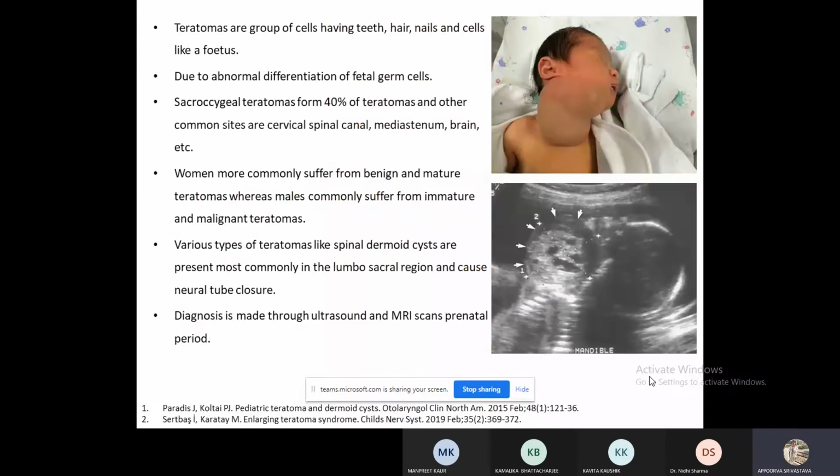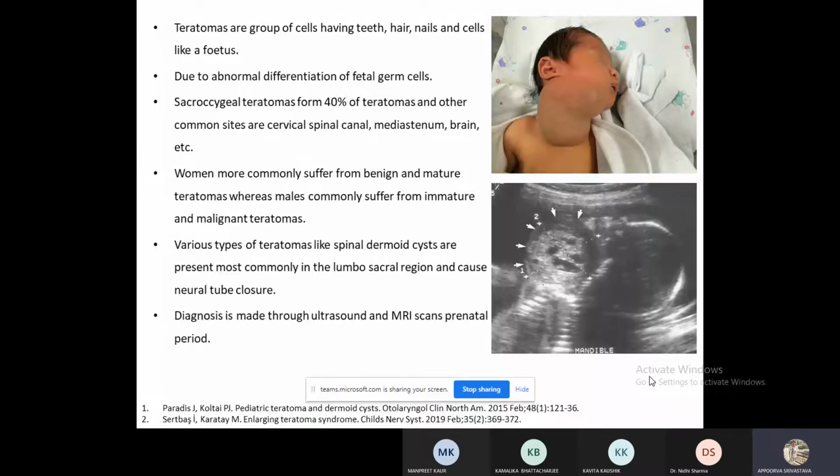Teratoma. Teratomas are a group of cells having teeth, hair, nails, and cells just like a fetus. Due to abnormal differentiation of fetal germ cells, teratoma occurs. Sacrococcygeal teratoma forms 40% of teratomas, and other common sites are the cervical spinal canal, mediastinum, brain, etc. Women more commonly suffer from benign and mature teratomas, whereas males commonly suffer from immature and malignant teratomas.